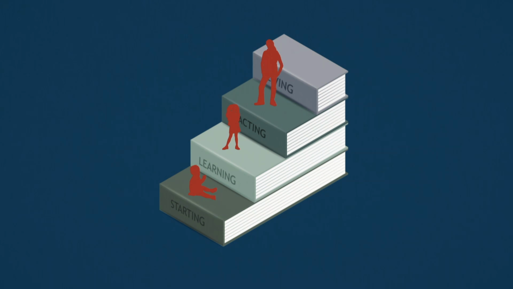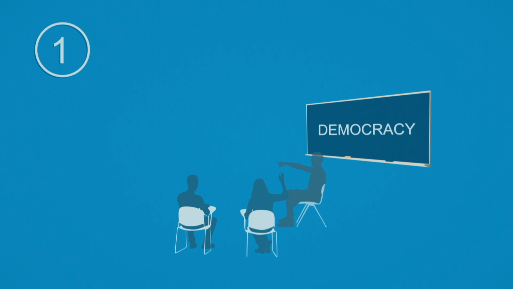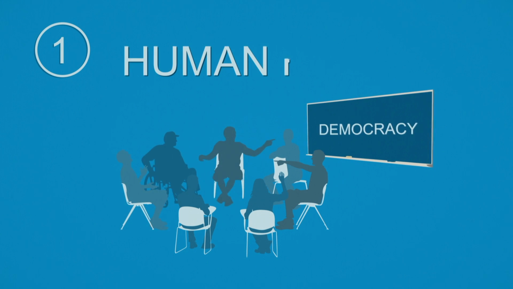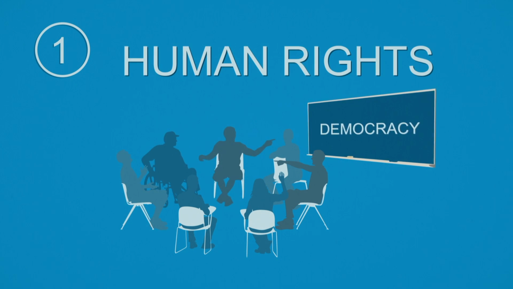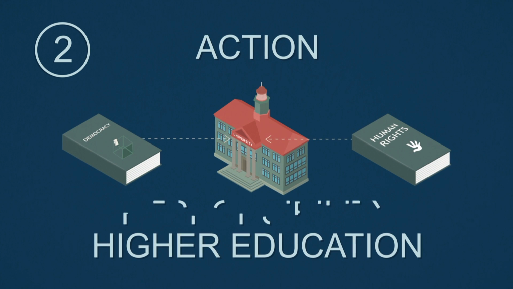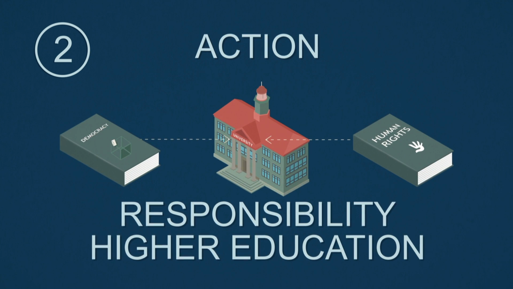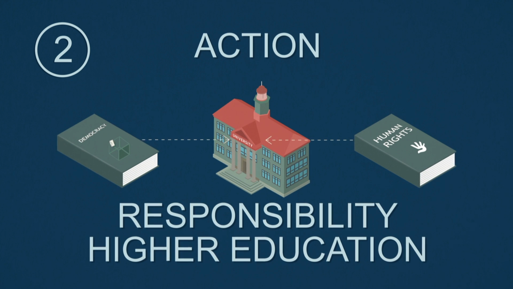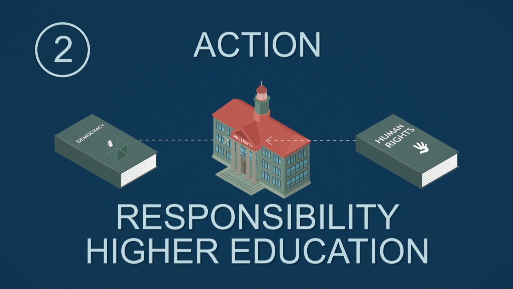A 10-step program. Step 1. Raise children's awareness about democratic citizenship and human rights from infant school onwards. Encourage them to put it into practice. Step 2. Education in democratic citizenship and human rights should be a part of higher education. Encourage students to take action for democracy and human rights.